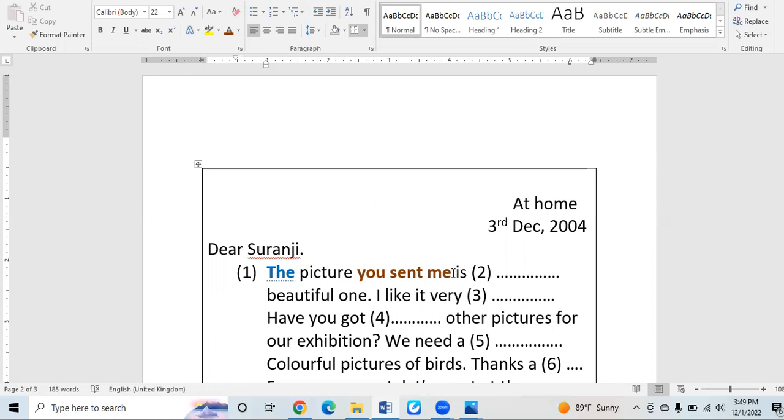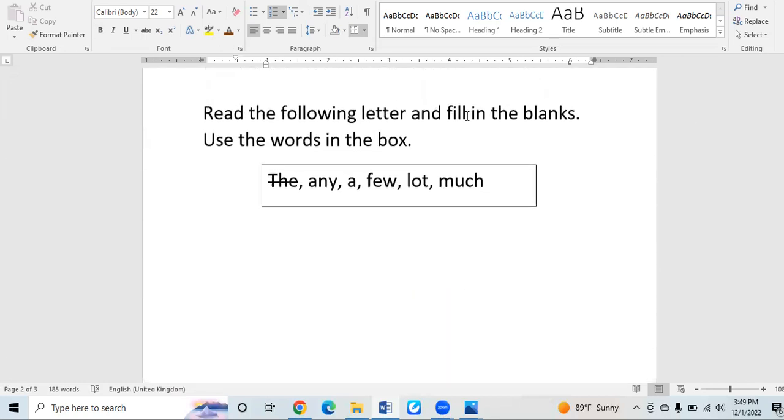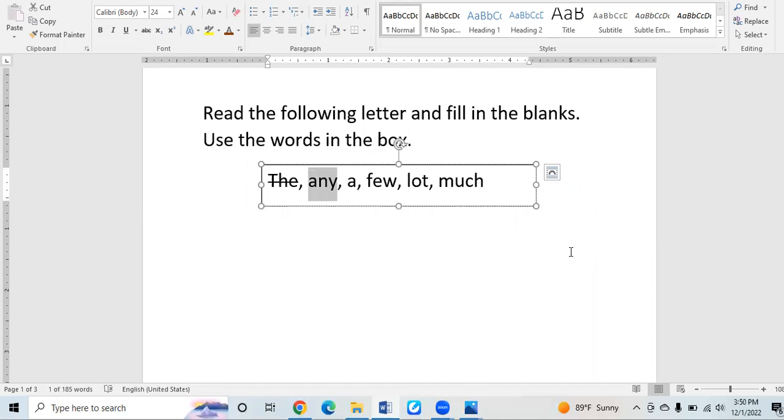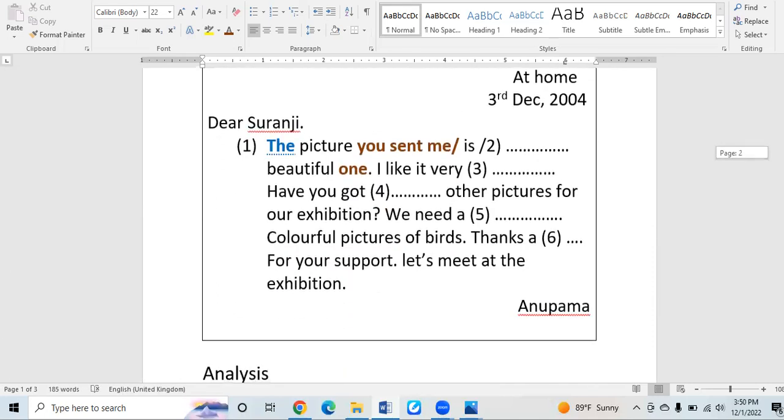Look at "is", the verb here. After the verb there's a blank. After the blank, can you see the word "beautiful"? The word beautiful is an adjective. It has come to explain more about the noun "one". One is a singular noun. So because of that, I cannot choose any other articles from this slot rather than "a", because I cannot use "any" as this sentence is a positive sentence.